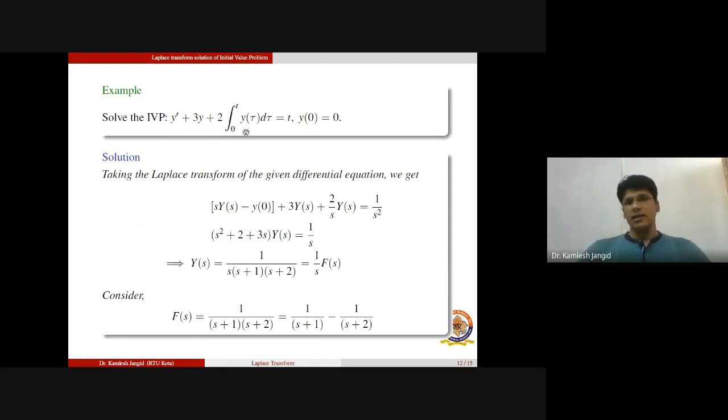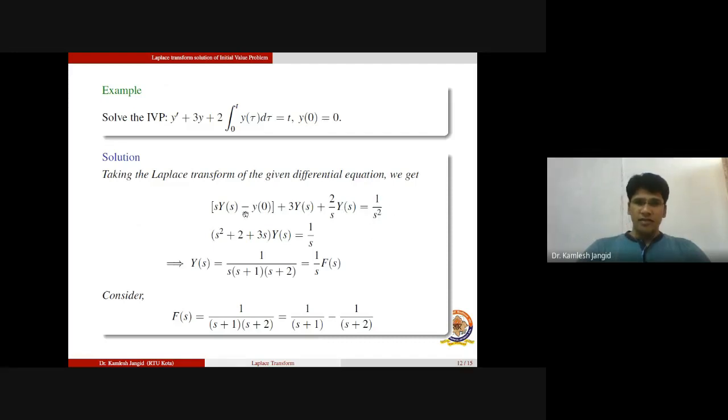So we get: the Laplace transform of the first derivative term is s times capital Y minus y at 0, plus the Laplace transform of the second term, which is 3 times capital Y, plus the Laplace transform of the integral term, which is the Laplace transform of the integrand divided by the Laplace parameter. So this is 2 upon s times capital Y, equal to the Laplace transform of this polynomial of degree 1, which is 1 upon s squared.